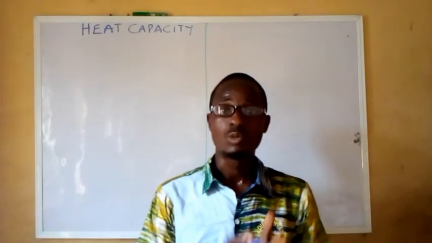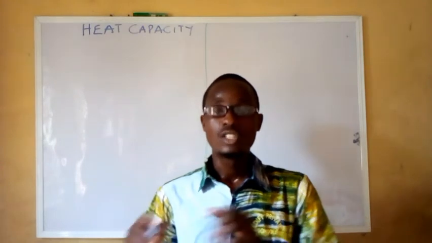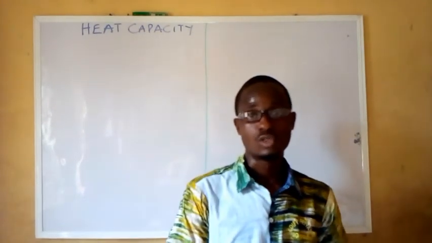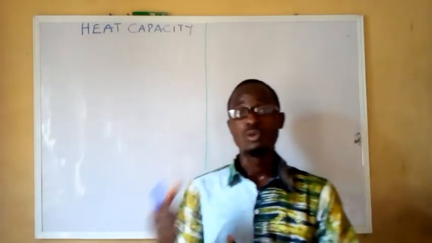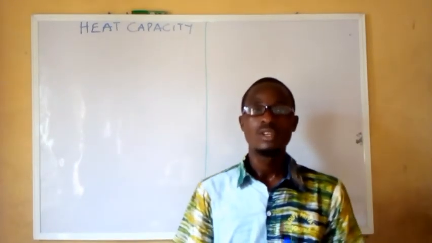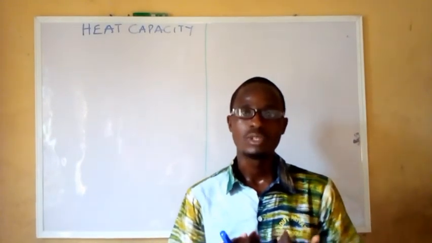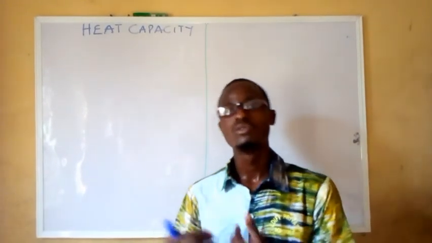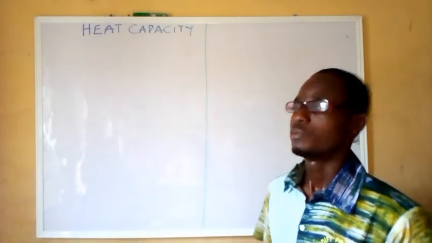Because generally heat will flow from hotter body to colder body. Heat flows from hotter body to colder body. So heat doesn't flow from colder to hotter body. So when we talk about temperature, it is a property of the body that determines the direction of heat flow. So that is temperature. But today we are going to look at heat capacity.